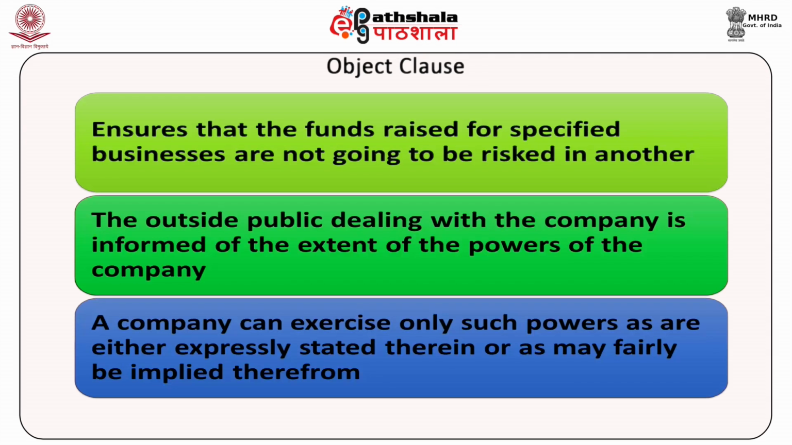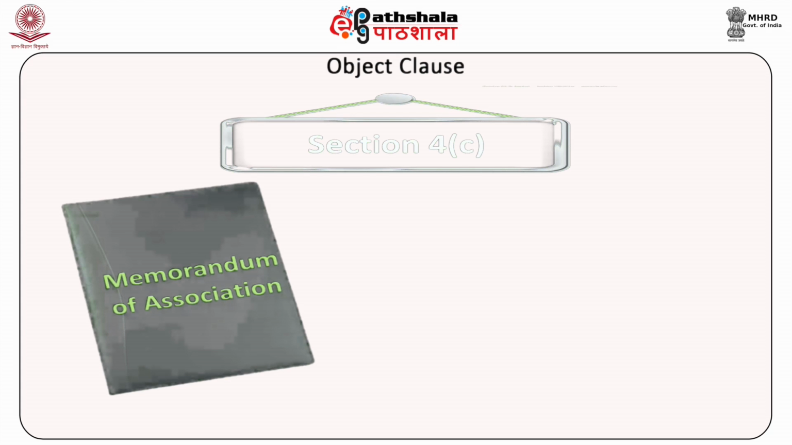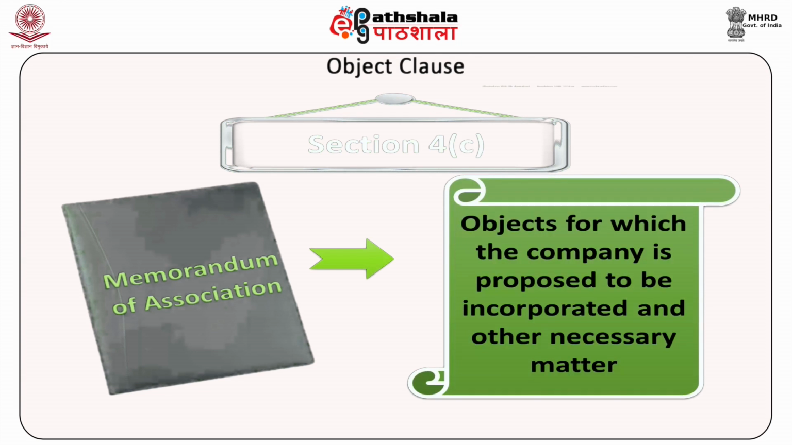The objects of the company must be lawful and well defined. The objects must not be against the provisions of the Companies Act. The memorandum should also state the objects of the company and not its powers. According to Section 4, subsection 1, clause C of the Companies Act, the Memorandum of Association of a company must state the objects for which the company is proposed to be incorporated and any matter considered necessary in furtherance thereof.